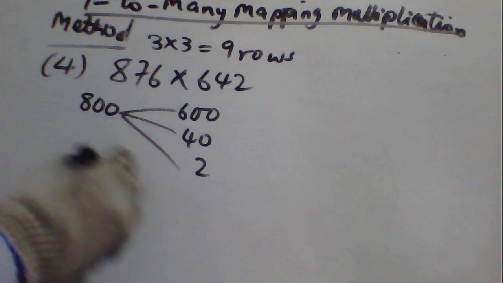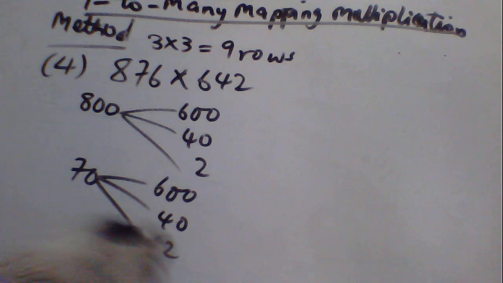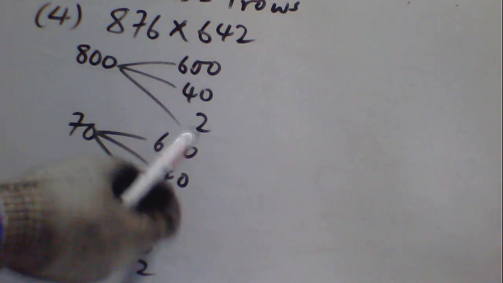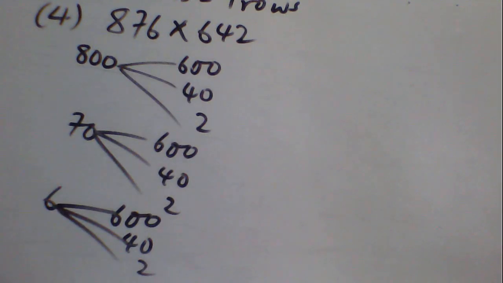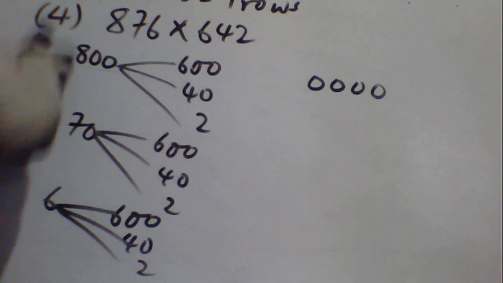The next is 70. We have 600, 40, and 2. 70 will map to this 3. And then finally you have 6. 6 will map to 600, 40, and 2. They all have their own inheritance. So 1, 2, 3, 4, 5, 6, 7, 8, 9. In that case, we begin with 800 times 600, only multiplying zeros and multiplying the units. 8 times 6 will give us 48.